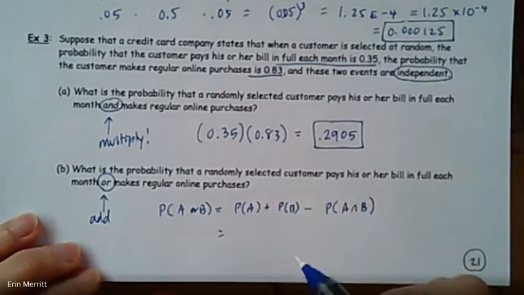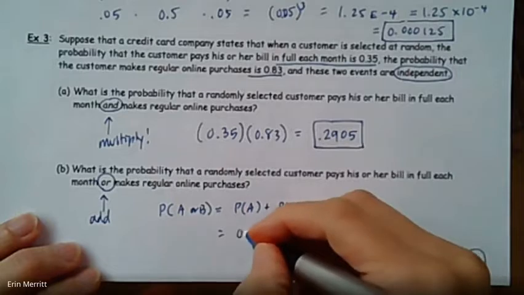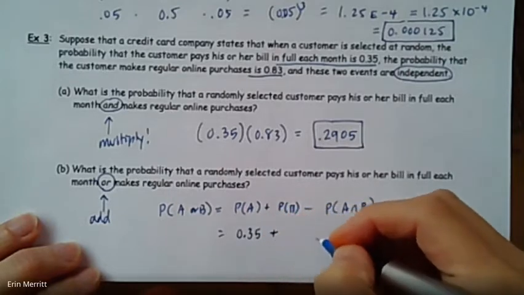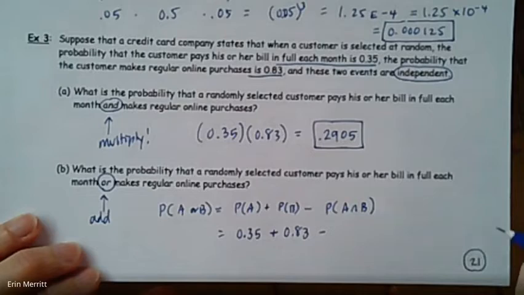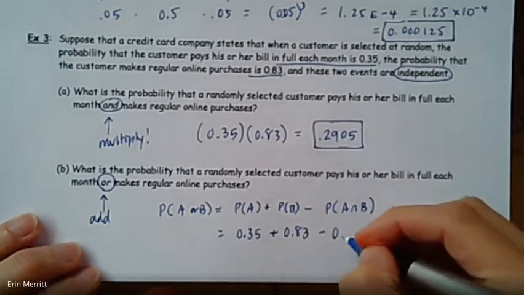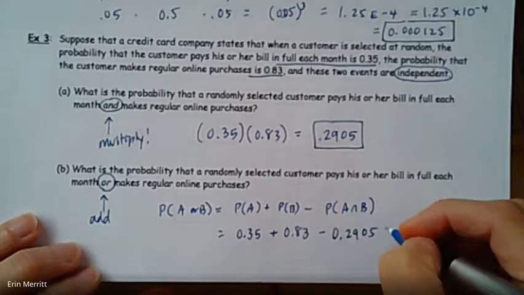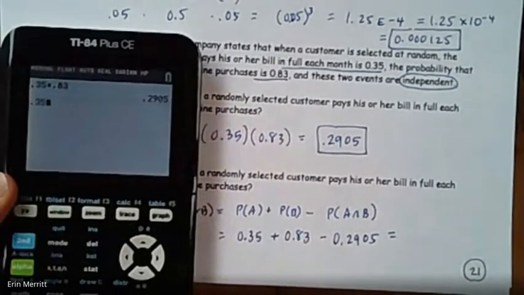I bring that up because in part A, that would be our paying the bill, so 0.35. Add that to anybody that shops online. But there's a lot of people in both categories. There's almost 30% right here in both. So then minus 0.2905 right there.